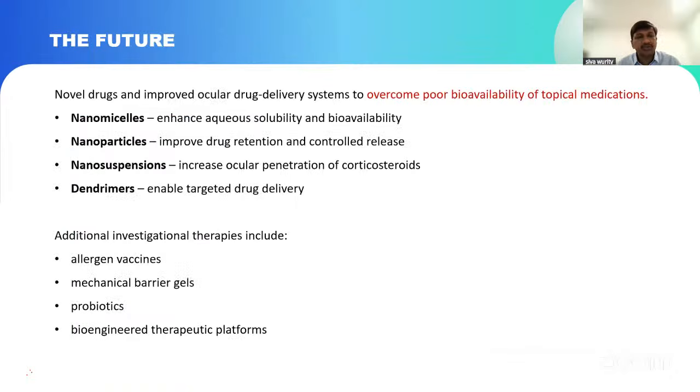Then the future is mostly about how well we can deliver the drug onto the surface of the cornea with nanomicelles, nanoparticles, or nanosuspensions. Later on, the future is about allergen vaccines, mechanical barrier gels, and probiotics. Mainly the new drugs in the market right now are lifitegrast and topical cetirizine. How they perform will be known only in future, though lifitegrast is very much used. The extent to which we can use it in allergic eye disease and in other eye diseases is still to be known. There is a lot of work to be done as far as the literature is concerned. Thank you.